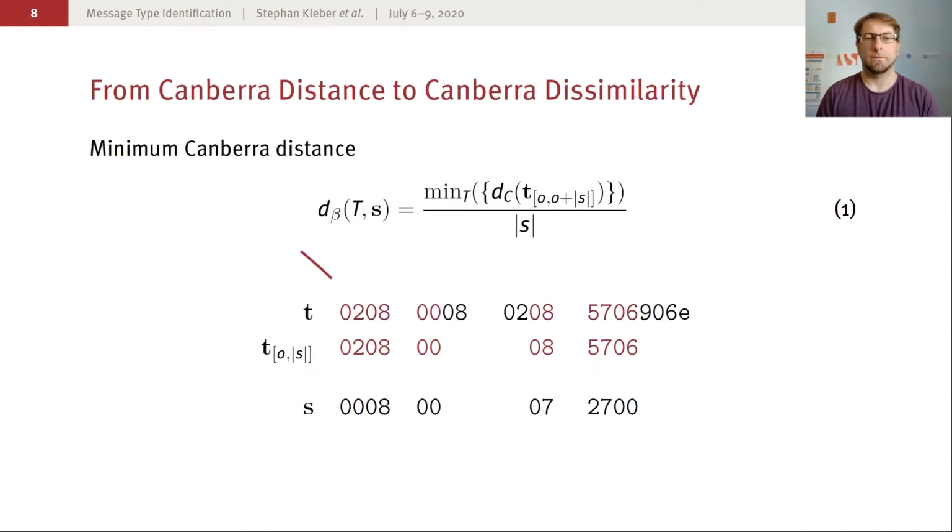The first example selects all the 2 bytes, since S is equal in length to T. In the second one, the 0 is contained in T, so we select this one. In the third example, the 08 is most similar to the 07. And in the last one, the first 2 bytes are most similar to the bytes of S. And thus, we get the results of the minimum Canberra distance, as you can see below, for all the 4 examples.